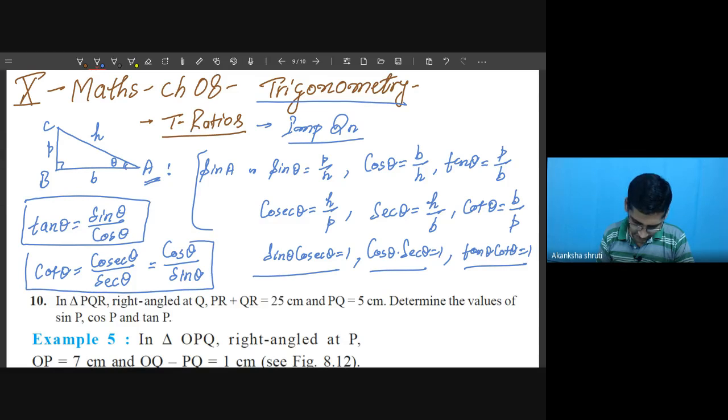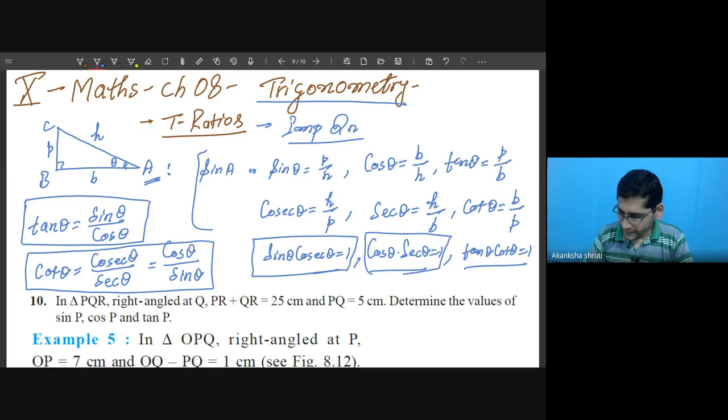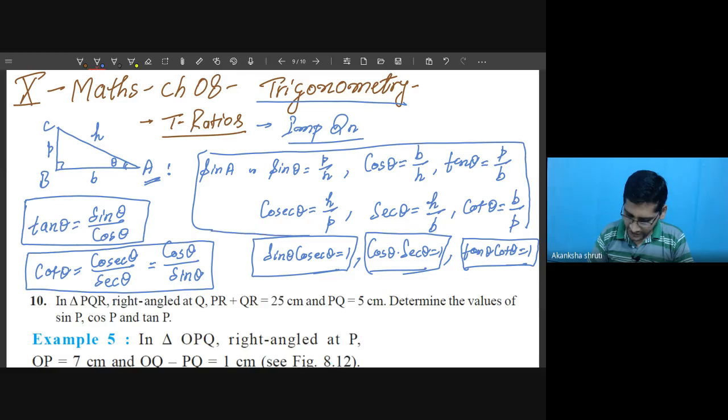So these are the identities that we have to keep in mind. These are very useful identities. They will be used while questions based on identities are solved.